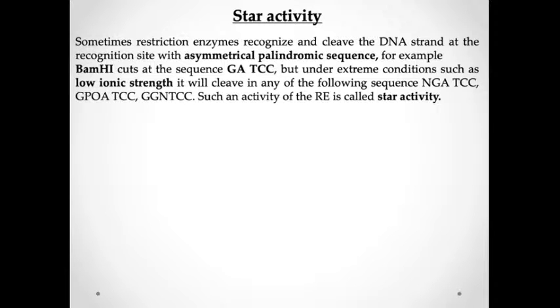Then comes the star activity. In star activity, sometimes restriction enzymes recognize and cleave the DNA strand at recognition sites with an asymmetrical palindromic sequence. For example, BamHI cuts at the sequence GGATCC. But under extreme conditions, such as low ionic strength, it will cleave other sequences like NGATCCN. Such activity in the restriction enzyme is called star activity.